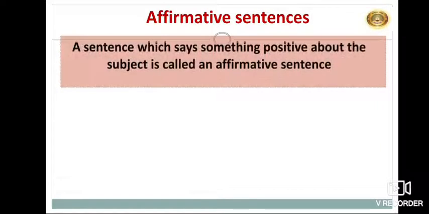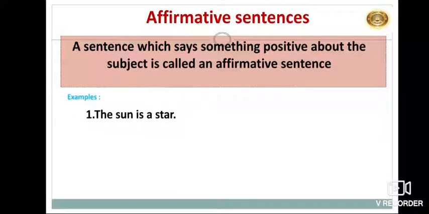An affirmative sentence is a sentence which says something positive about the subject. We will see with the help of some examples. The sun is a star. Now it is a positive sentence. It does not have no, not, never in it. So it is an affirmative sentence.